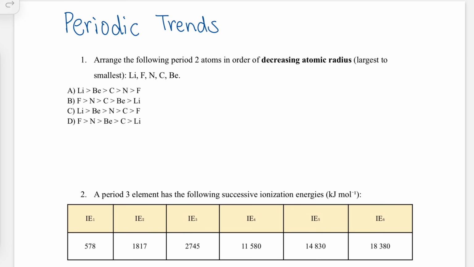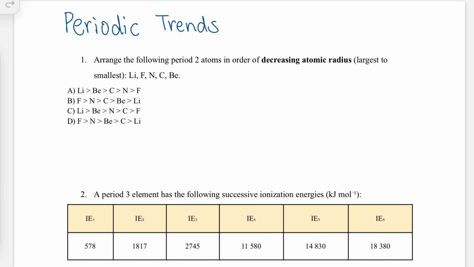This video is on periodic trends, and it's a comprehensive review that is similar in style and difficulty to what you'll be tested on. So, question 1: arrange the following period 2 atoms in order of decreasing atomic radius from largest to smallest. With this whole entire unit, it's really helpful if you have the formula sheet right next to you because you're going to be relying on that a lot.